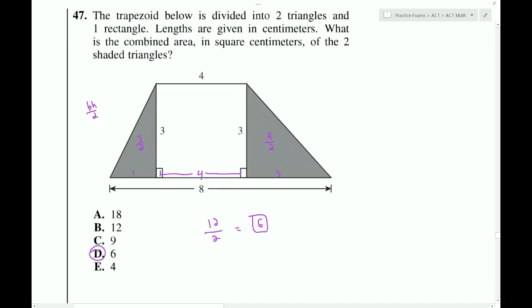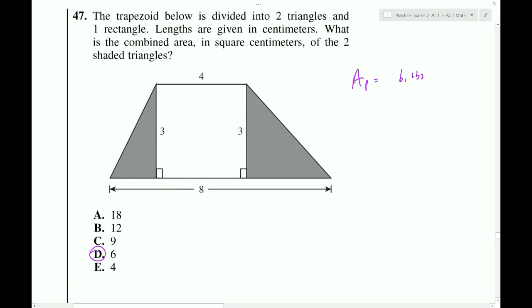Okay. Now, it's kind of hard to explain why that is the case. So another option you can use is to find the area of this entire parallelogram and then subtract away the area of the rectangle. So the area formula for a parallelogram is you take the average of the bases times the height. So take the bases, add them together, and divide by 2. That's the average of the bases, and then you multiply that by the height.